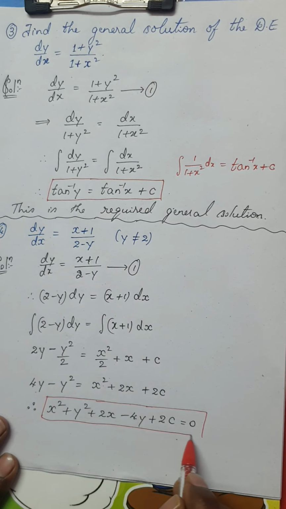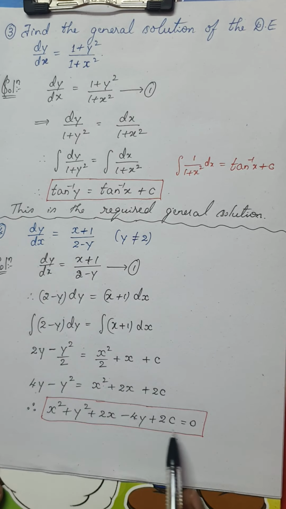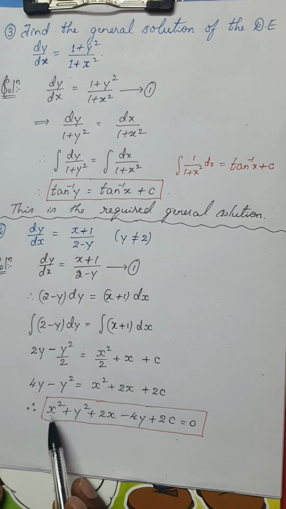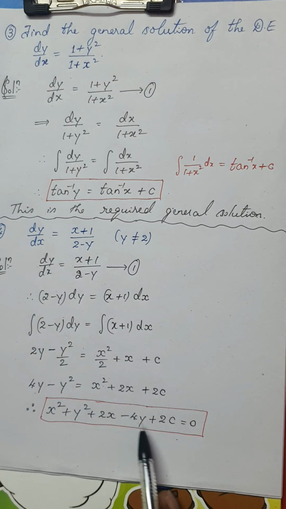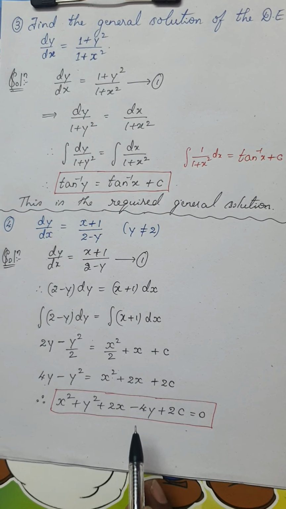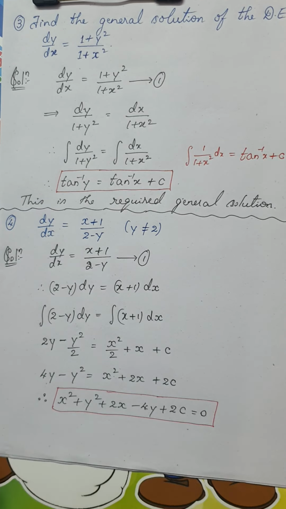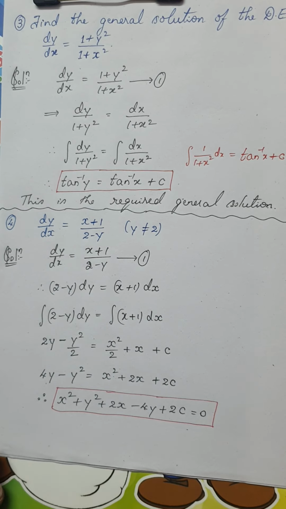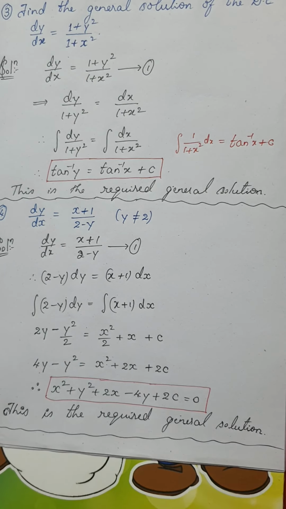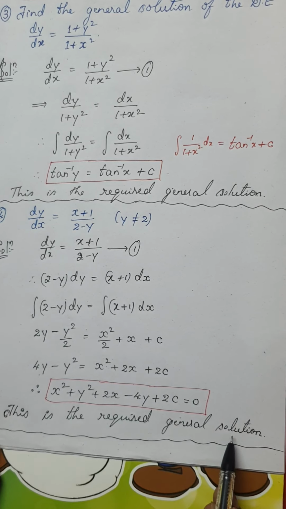Now looking at this, I think you are familiar with it. This is the equation of a family of circles, isn't it? Because x square plus y square plus 2gx plus 2fy plus c equals 0. Hope you remember it. So this equation is the equation of a family of circles. This is the required general solution. Just write it at the last. Now you can see I have written the conclusion.